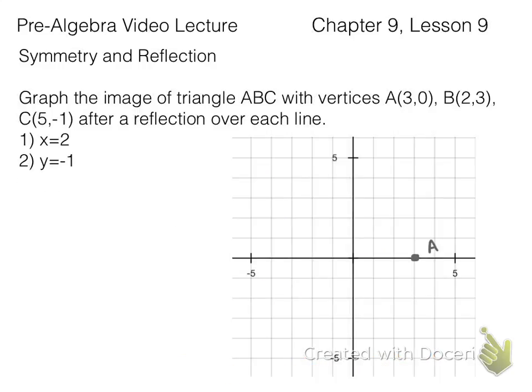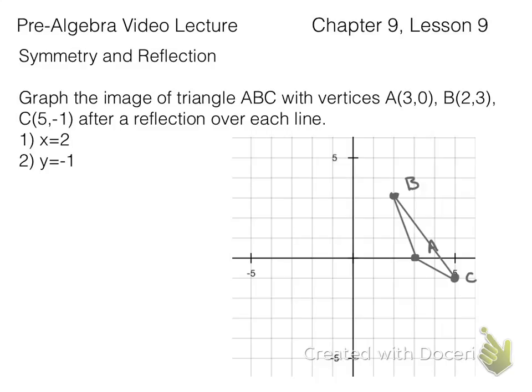Okay, so let's go ahead and graph the image of triangle ABC with vertices A (3, 0), which I just graphed down there below in gray, B (2, 3), which is right there, and C (5, -1). Now, we're going to reflect this twice. Once where x equals 2, and then again where y equals -1. And I am going to do them both on the same graph without erasing the other one. So it's going to start getting a little crazy over there, but I think you'll figure it out.